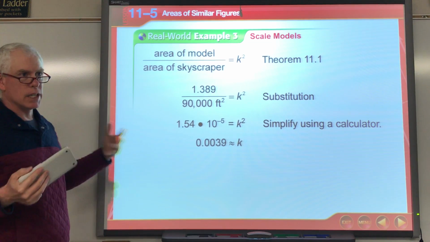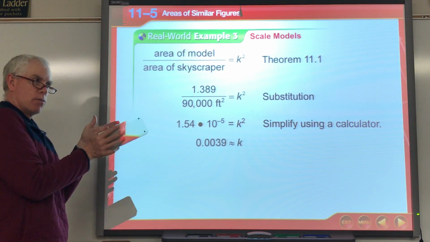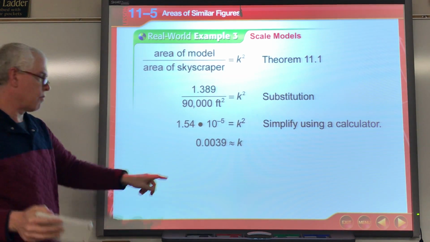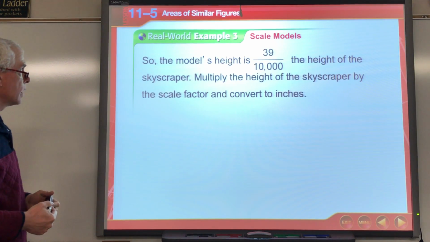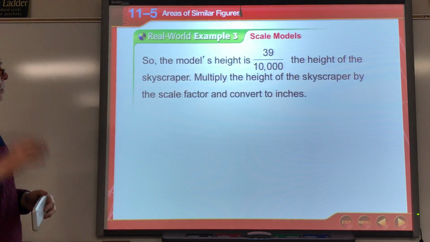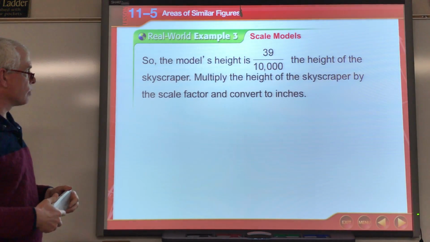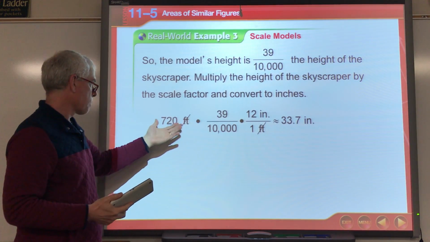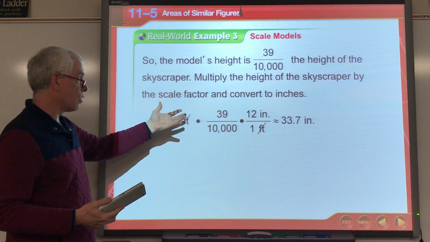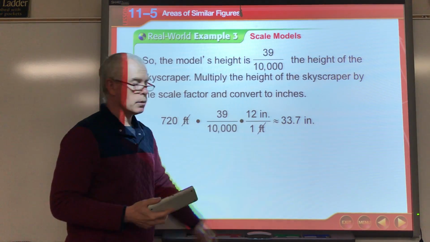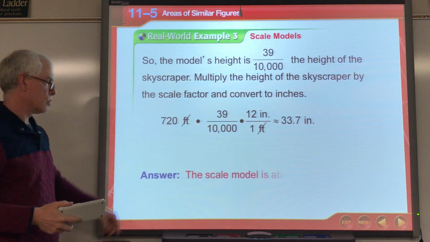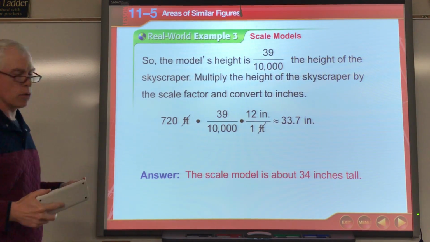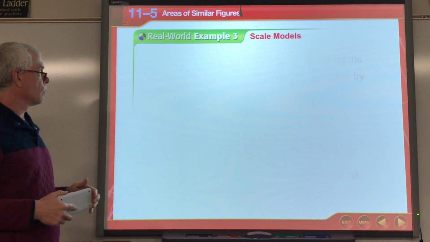Okay, now I can use that to figure out, we're 720 feet tall, how far are we on the scale model? So 0.0039 is 39 10,000ths, roughly. So then we can say, all right, 39 10,000ths multiplied by 720 will convert it to feet for me, but then I have to multiply by 12 to make it inches. About 33.7 or about 34 inches tall is the model, okay?